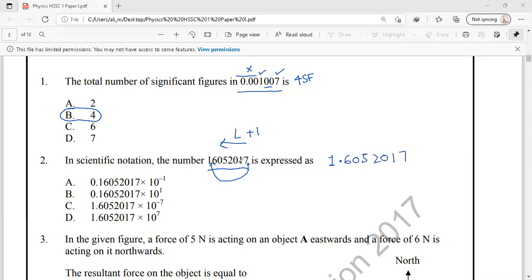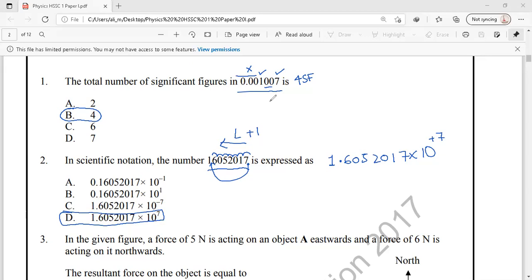1.6052017. So let's count the number of digits. This is 1, 2, 3, 4, 5, 6, and 7. So 10 raised to the power will become plus 7. So the correct answer we have got is in our option D, that is the correct answer.